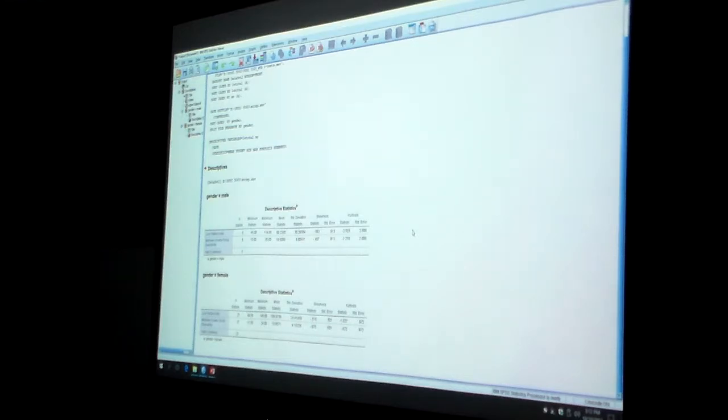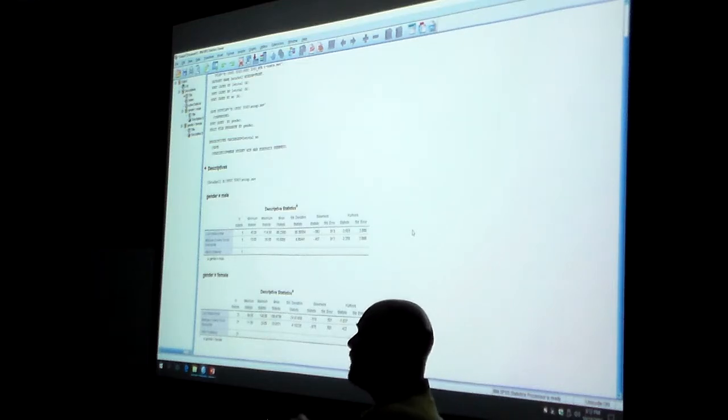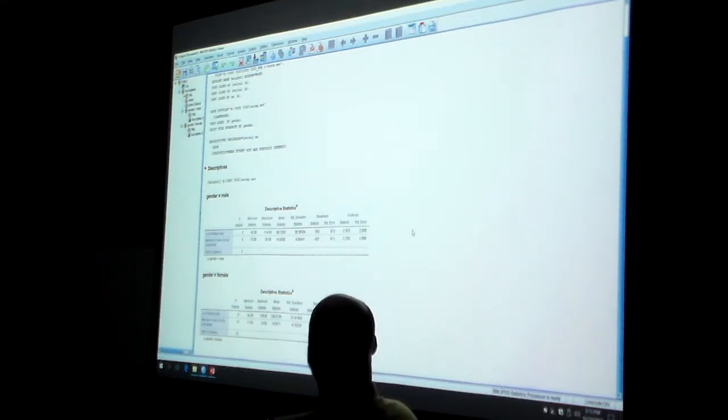So questions about anything that we're looking at in our descriptive statistics? Yeah? Could you remind me of the skewness and kurtosis statistics that we're looking at? What about them? I can't remember how you interpret them. Based on these, ignore the standard error. We don't care about that piece.